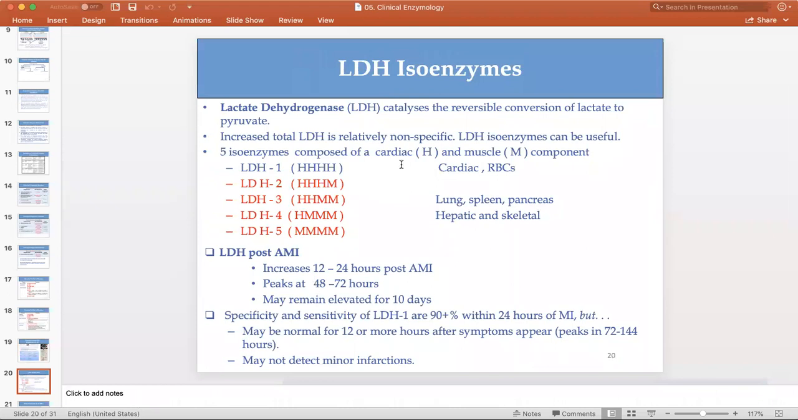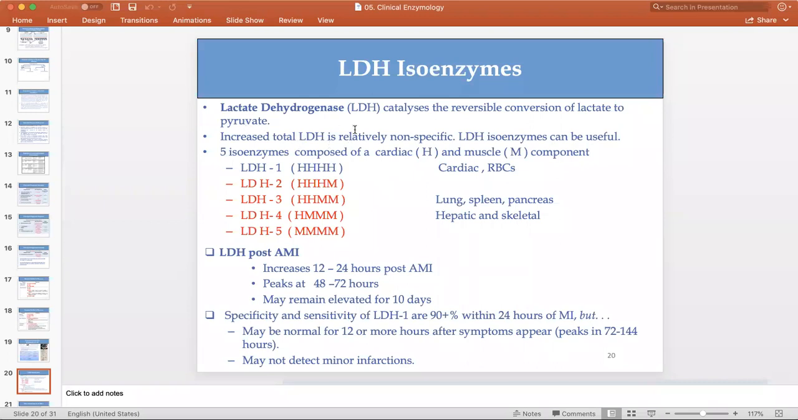Let's talk about LDH. LDH catalyzes the reversible conversion of lactate to pyruvate. If you are comfortable with how lactic acid is made, you will know where we get the pyruvate from. We have the glycolysis pathway, and then we make pyruvate, and then pyruvate is converted to acetyl-CoA, and then it goes into your citric acid cycle. But if there is any accumulation or anything going wrong, then we shift the pyruvate to form lactate. And the enzyme that catalyzes this reaction is your lactate dehydrogenase.